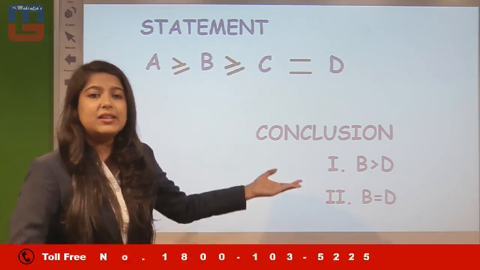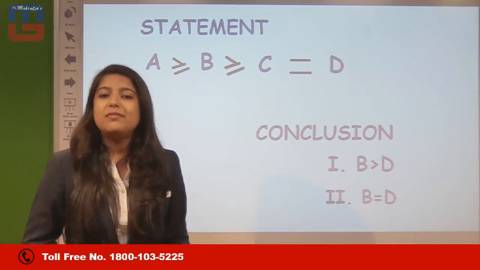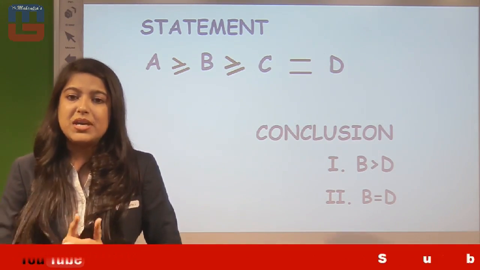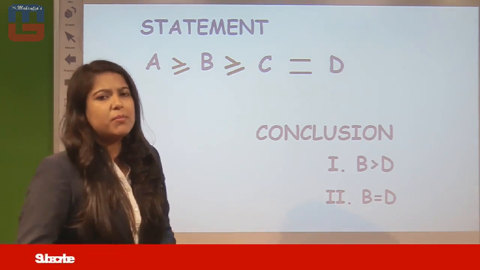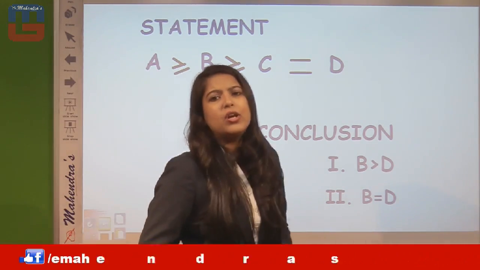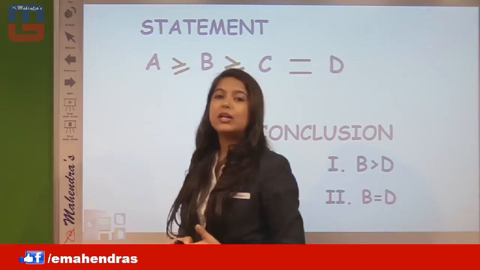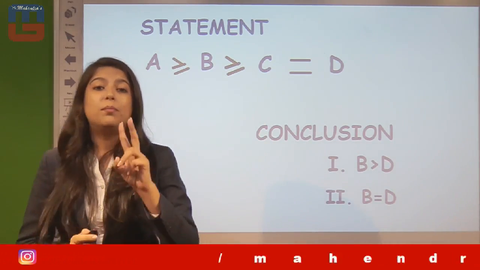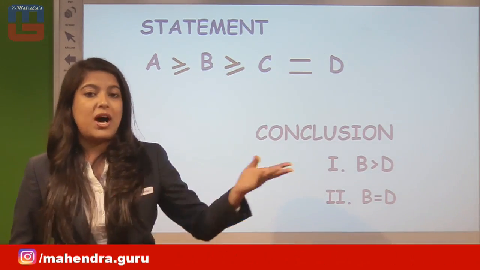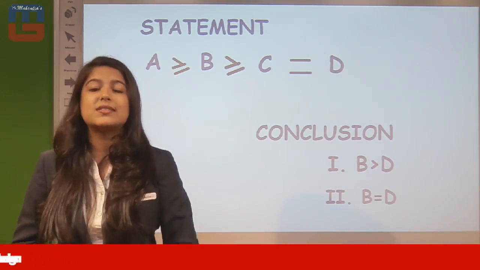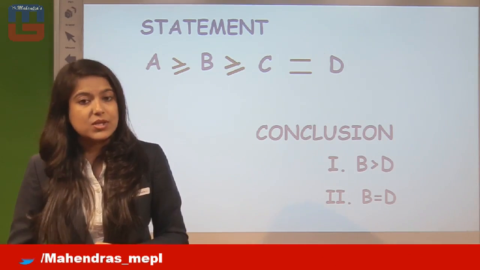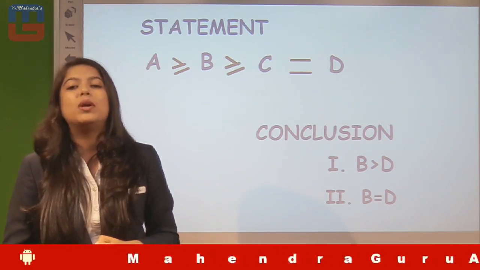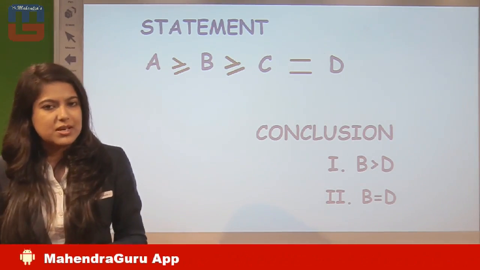So that is why in these two conclusions, that will be declared clearly false. B greater D false, B equal D false. Do you remember the first point which we have to recall while marking the conclusions? Both conclusions have to be false. So are these conclusions false? Yes, these conclusions are false. B greater D is false, B equal D is false. When both are false, both the conclusions are false.